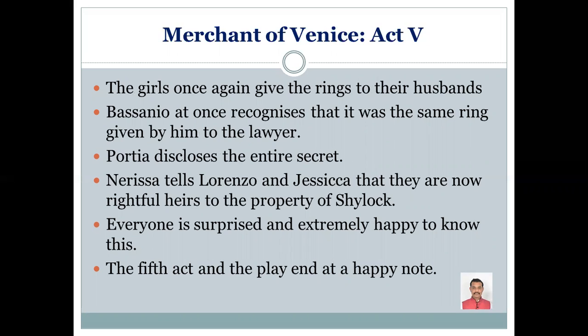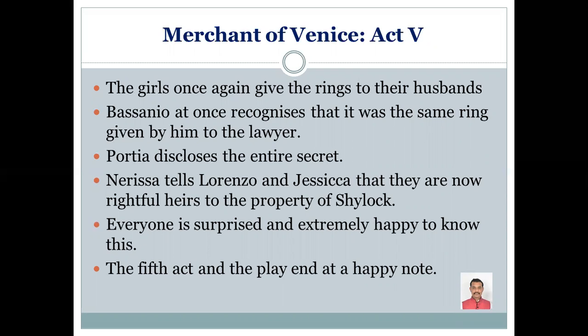give the rings to their husbands, and once again they take the promise that they should never part with those rings in any circumstances. Then, when Bassanio sees the ring which is once again given by Portia, he at once recognizes that it was the same ring which was given by him to the lawyer. He is quite confused about how this ring has come to Portia, and then he asks whether this is the same ring which I have gifted to the lawyer at Venice.